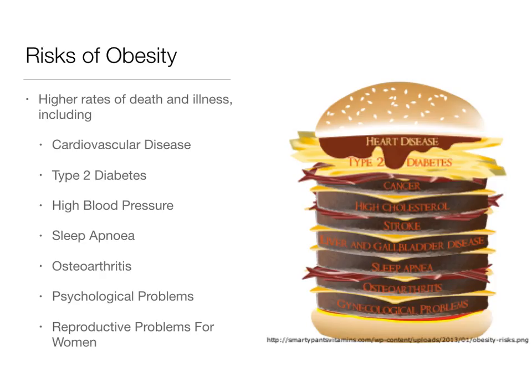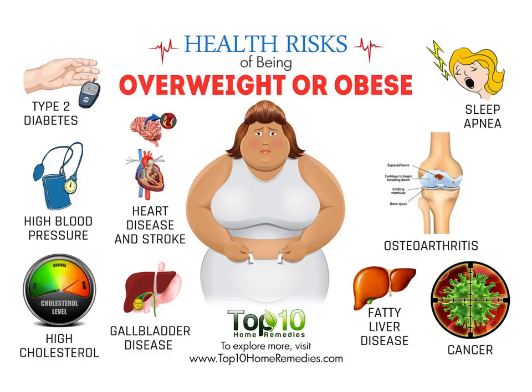The specific risks of obesity include higher rates of death at earlier ages and illnesses including cardiovascular or heart disease, type 2 diabetes, high blood pressure, sleep apnea, osteoarthritis, psychological problems, and reproductive or gynecological problems for women. This is a pictorial representation of some of those risks, just to help you to bring to mind exactly what they are.